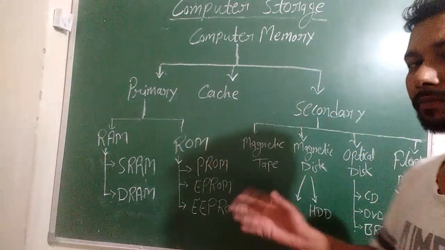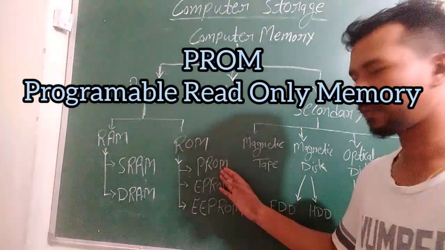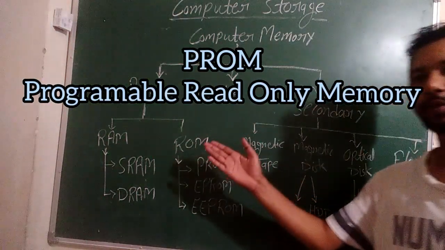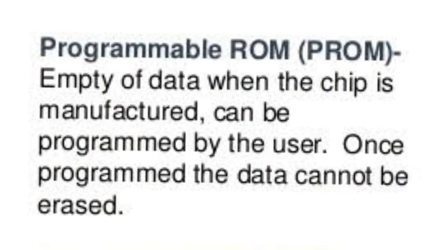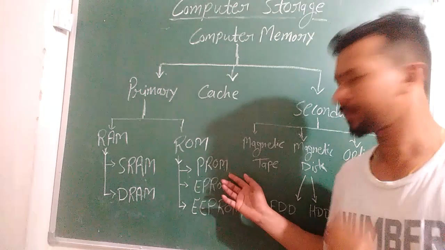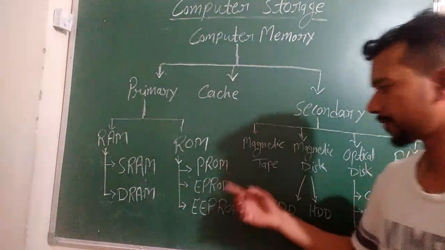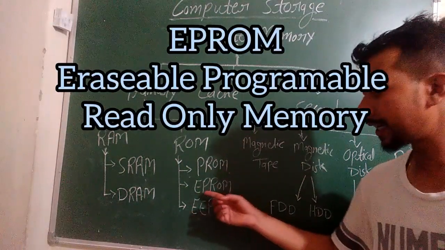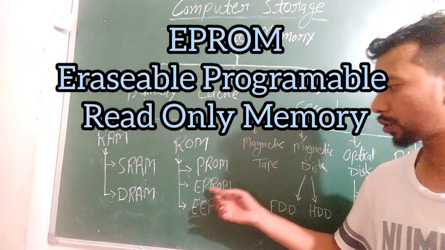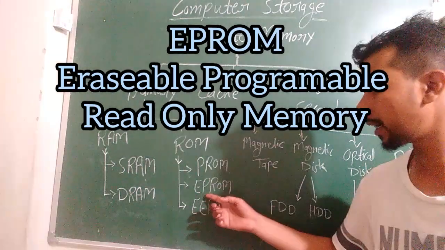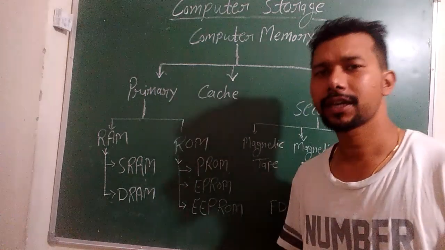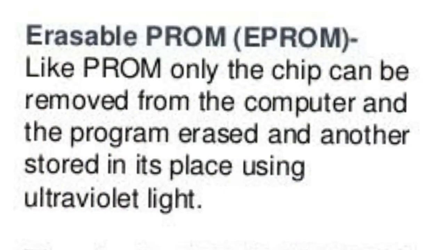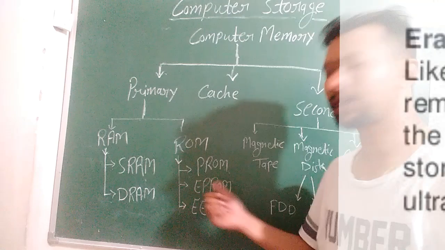ROM has some categories. PROM: full form is programmable read only memory. That means you can change it one time. That is called PROM. EPROM: erasable programmable read only memory. That means you can erase your ROM more than one time.